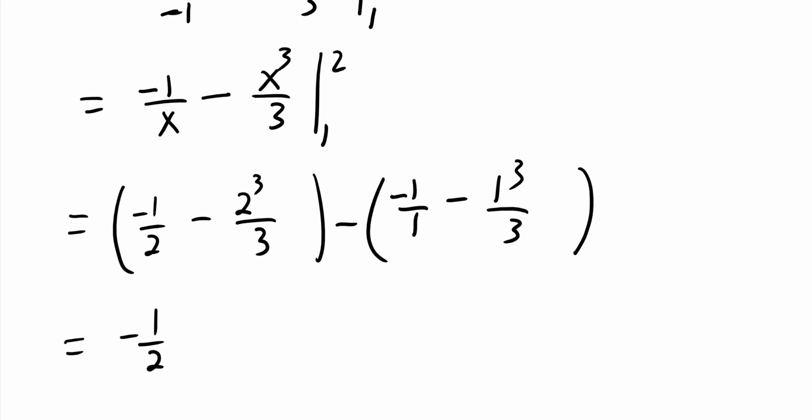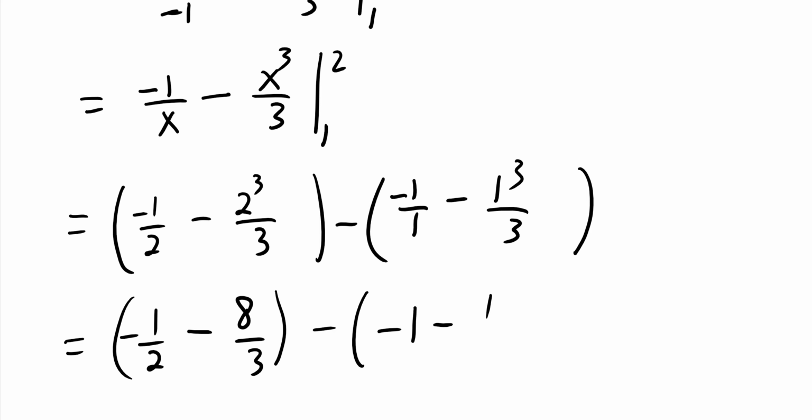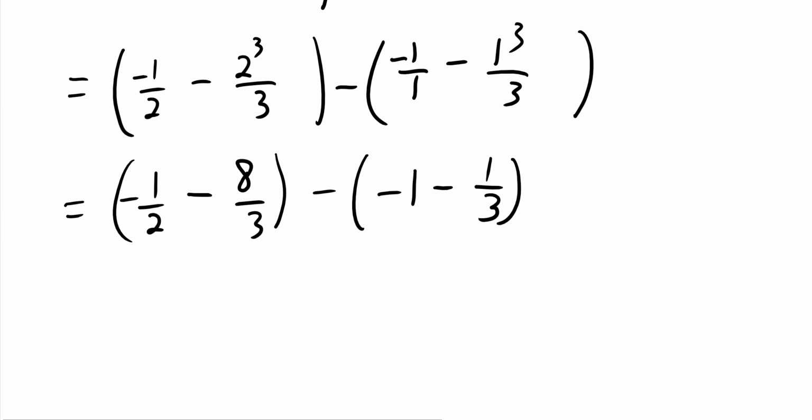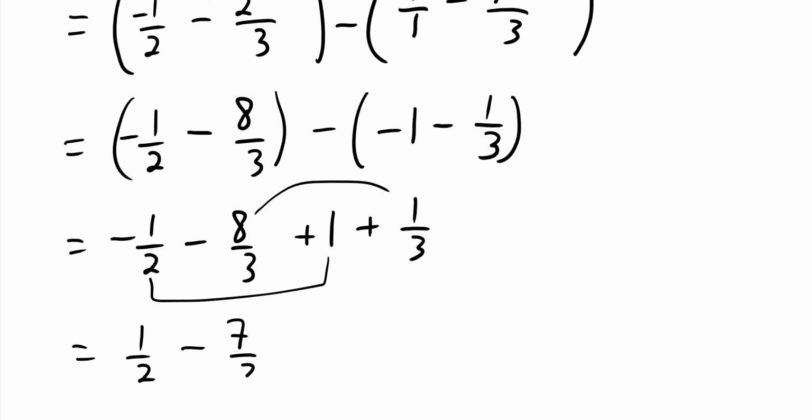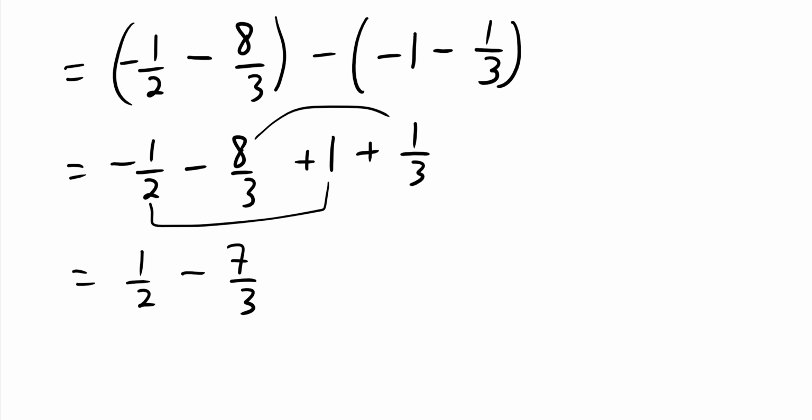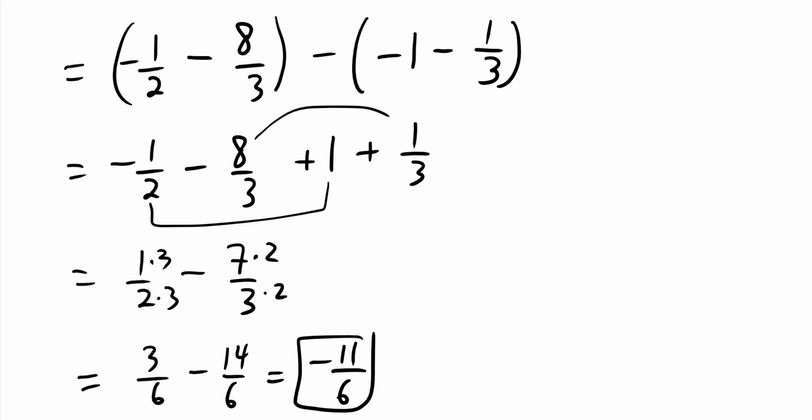So what do we get? Negative 1/2 minus 8 over 3 minus, this is minus 1 minus 1/3. And what do we get for this? Negative 1/2 minus 8 over 3 plus 1 over 3. 1 and negative 1/2, that's 1/2. These two together, that's a negative 7 over 3, or minus 7 over 3. We combine them. Multiply by 3 by 3, by 2 by 2. What do we get? 3 over 6 minus 14 over 6, which gives us negative 11 over 6.